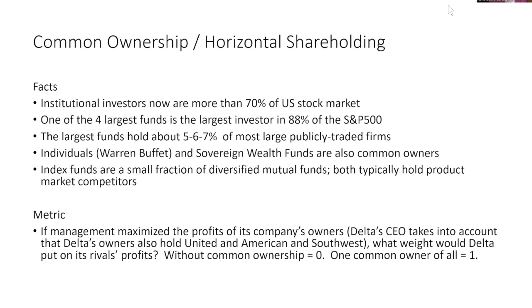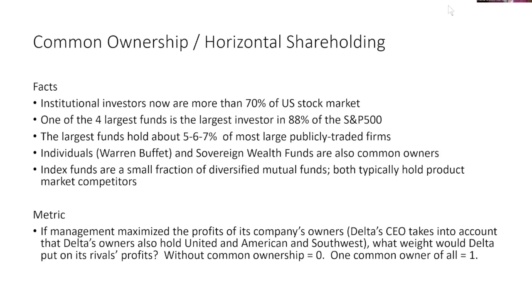So the metric that I want to draw everyone's attention to goes as follows. Suppose that the management of a company chose to maximize not that company's profits, but the profits of everything their owners hold. So the CEO of Delta says to himself, I've got a bunch of owners, and those owners hold United and American and Southwest. They don't want me to maximize Delta's profits. They want me to maximize the profits of everything they own, their portfolio profits. What weight should I at Delta put on United's profits or Southwest profits?